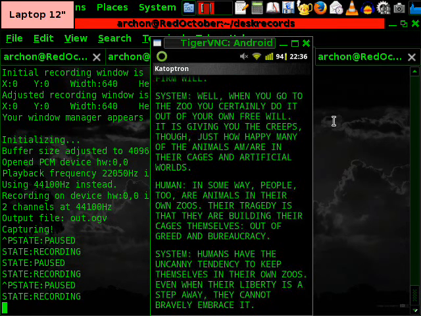Alright, and then, here we have the system's response. Humans have the uncanny tendency to keep themselves in their own zoos. Even when their liberty is a step away, they cannot bravely embrace it. And in that way, the system and I can have long conversations, and it will keep learning from me.